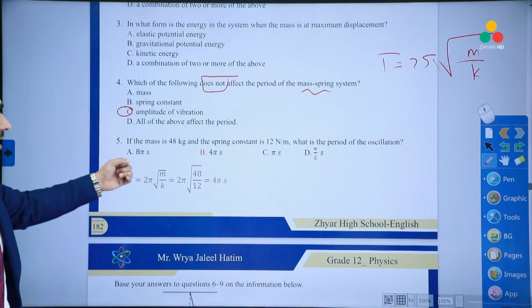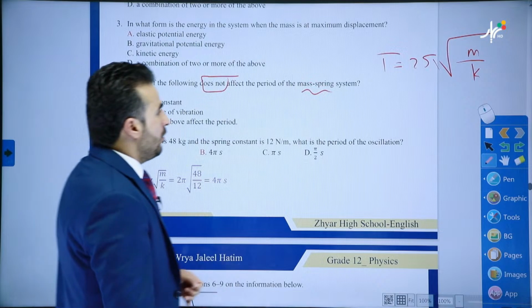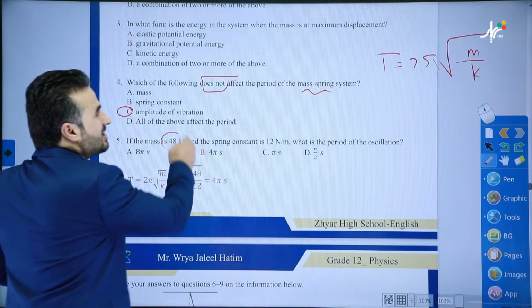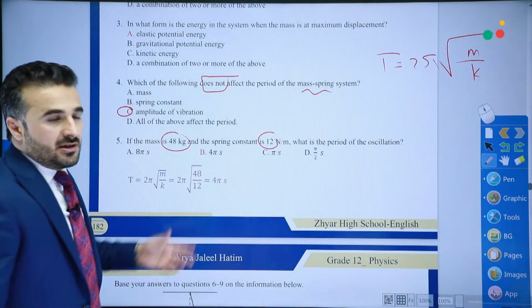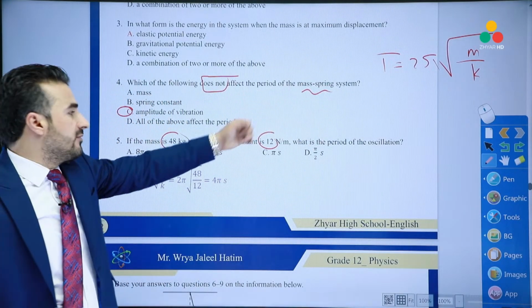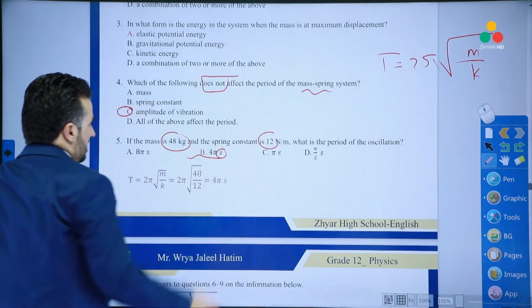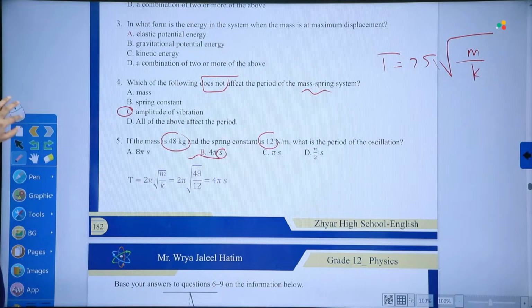Now, question 5 says, if the mass is 48 kilograms and the spring constant is 12, what is the period of the oscillation? Use the equation, plug in the numbers. So the mass is 48, the spring constant is 12. Plug in all this and do the math. Of course, you will get 4 pi seconds. Why seconds? Because it is the period, and this is the correct answer, as you can tell here.